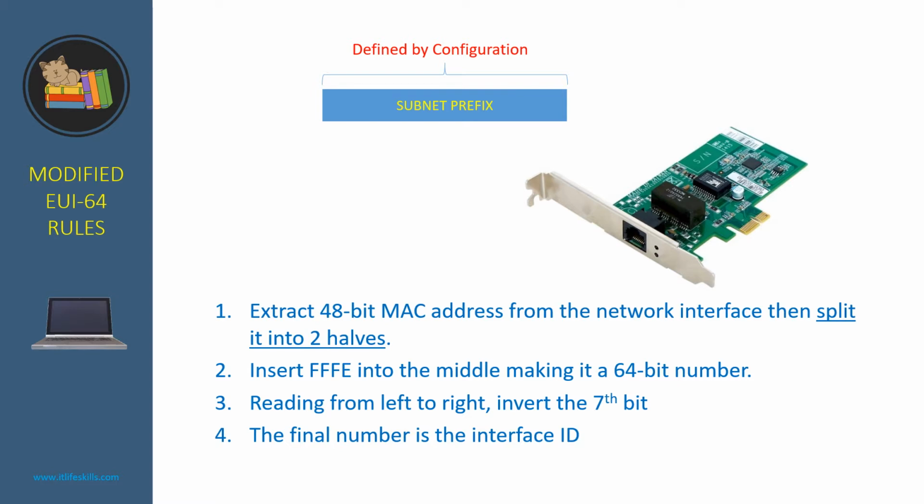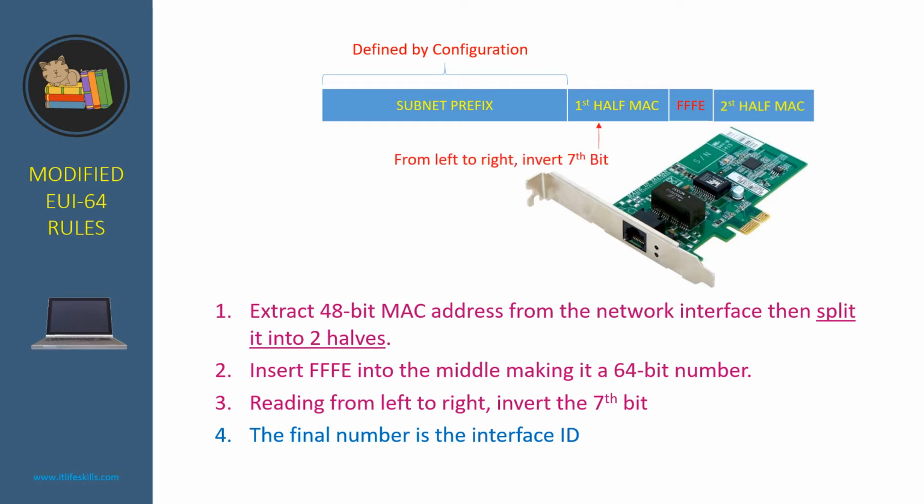Let's now talk about EUI64 rules. As soon as it is configured with EUI64, the router will extract the 48-bit MAC address from the network interface, then split it into two halves. It then inserts FFFE into the middle, making it a 64-bit number. Reading from left to right, it inverts the 7th bit. The final number is the interface ID.